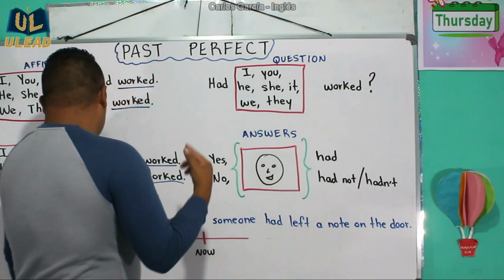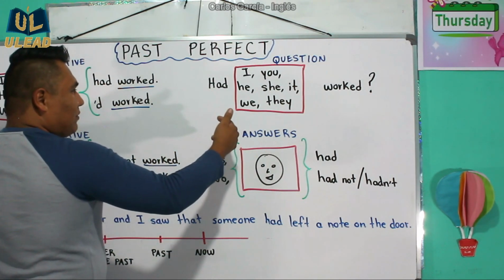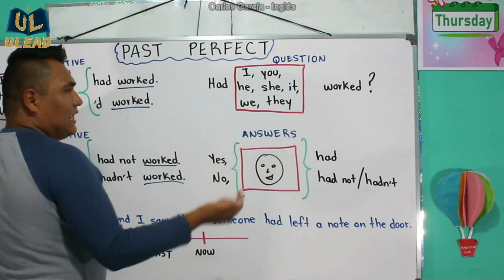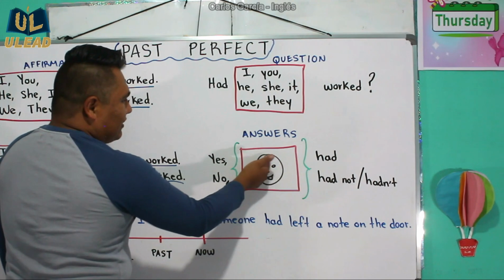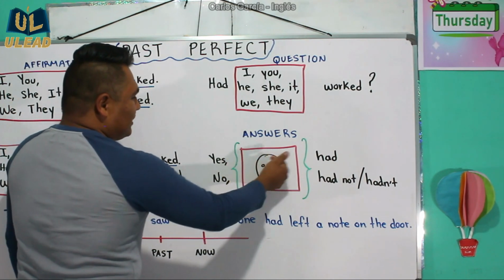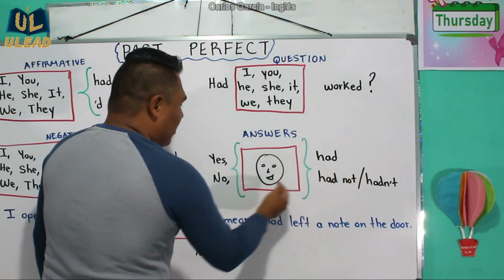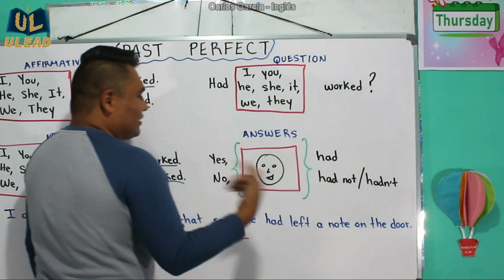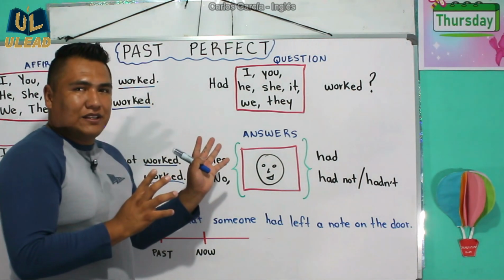Okay, now with the answers. Okay, if somebody asks you, for example, had she come earlier before? ¿Ya había venido ella antes? You can say yes, the subject pronoun, yes, she had. No, she had not. Or also, no, she hadn't. Okay, which is the contraction. And that's how we talk about the past perfect tense.